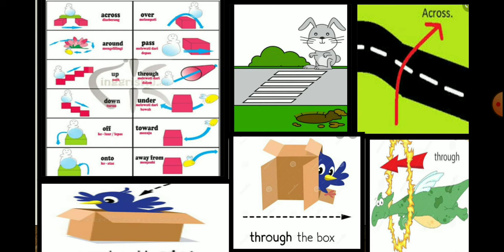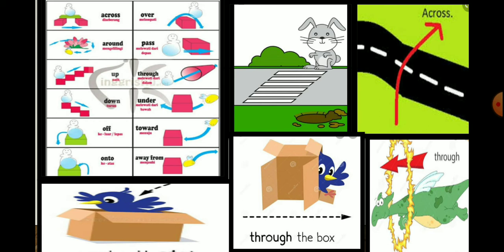Now in the next picture you can see that there is a small cute bunny standing at the other end of the road. Can you guess which movement it is showing? Yes, the bunny will cross the road. So we will say the bunny ran across the road. In the next picture you can also see the direction which is showing the movement across.